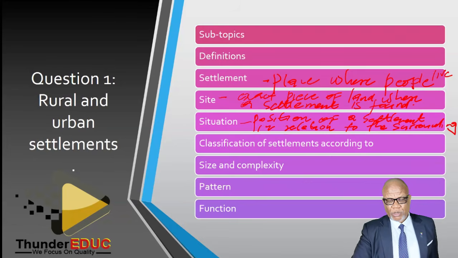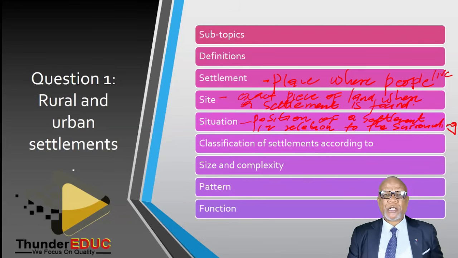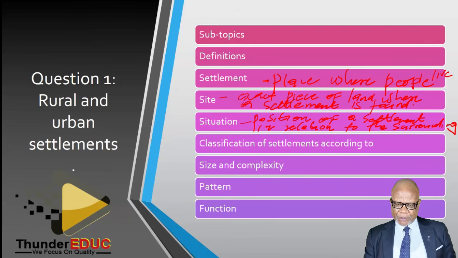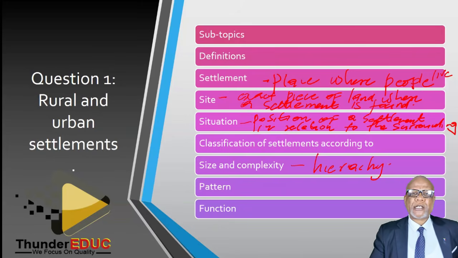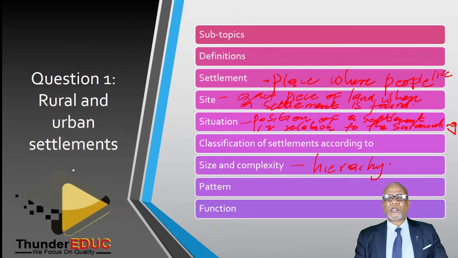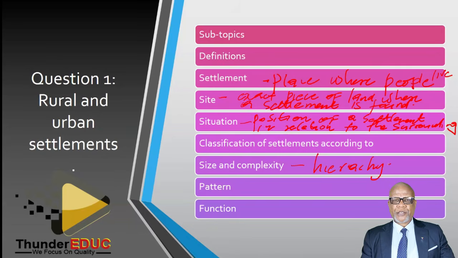Then we're going to be looking at classification of settlements. Settlements can be classified in a number of ways. Number 1, it can be classified according to size and complexity. So when you're looking at the settlements, from the smallest to the largest, you're ranking settlements. This is sometimes called hierarchy. It is the classification of settlement from the smallest to the largest. So that is size and complexity.